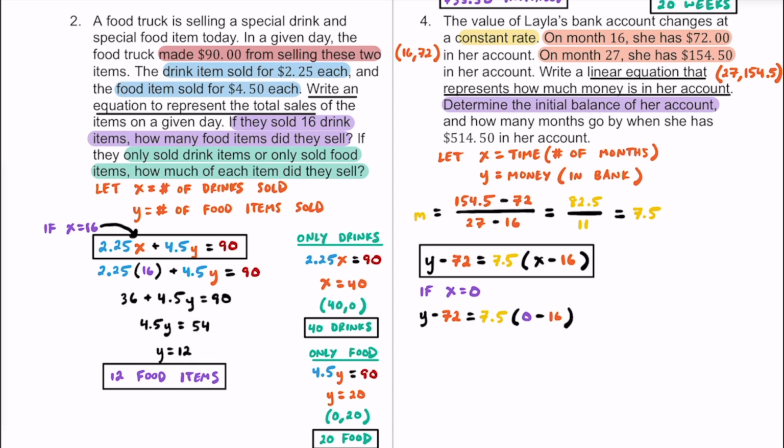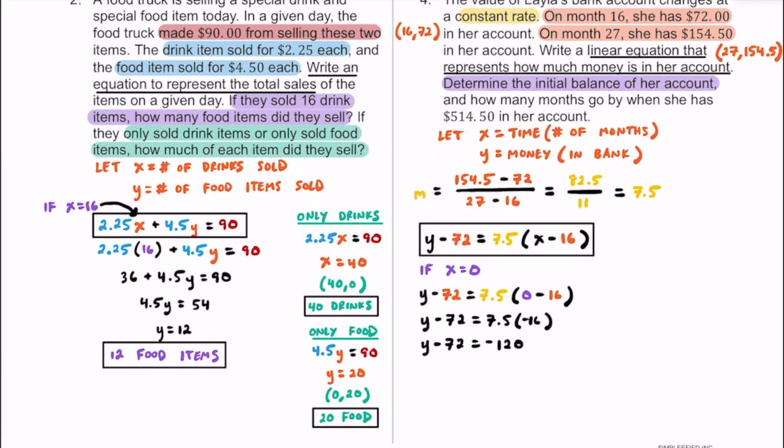All right, we can just start solving this, solving for y. So 0 minus 16, that's going to be negative 16. So we have y minus the 72. That's going to be equal to 7.5 multiplied by negative 16. Now 7.5 times this negative 16 here is going to equal negative 120. So we're going to write y minus 72 is equal to this negative 120.